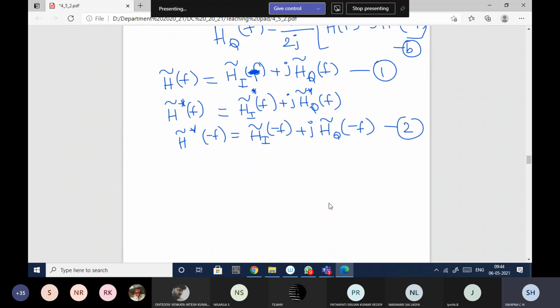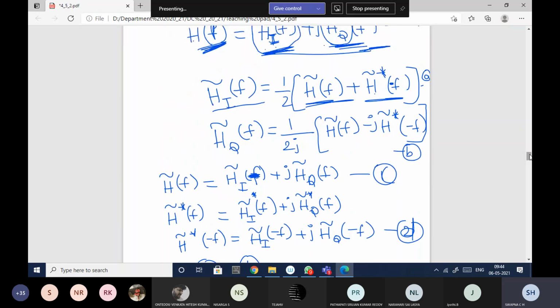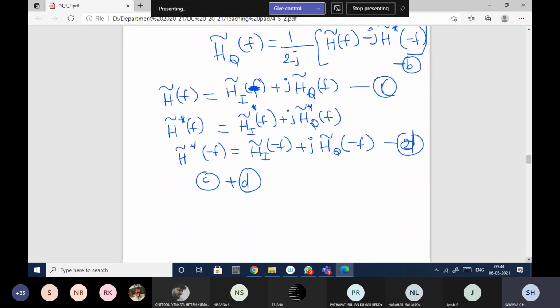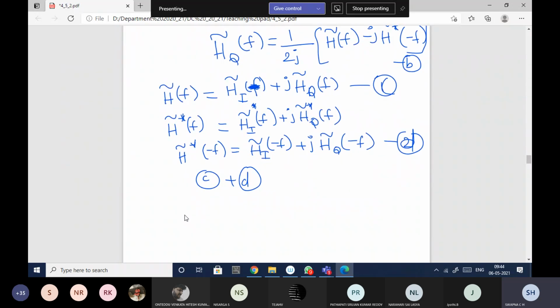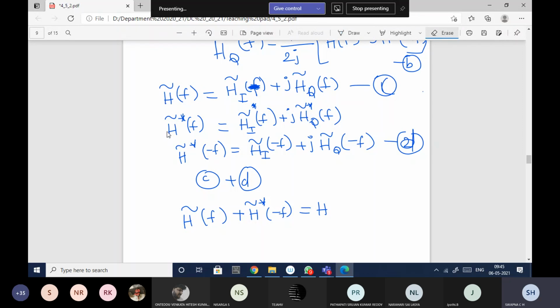Now what I'll do is first add 1 and 2. Let me take this as c and this as d. If you add c plus d, you'll get the first one. C is H tilde of f, and d is H tilde star of minus f. Their sum will be equal to... one second, I've written something wrong here.